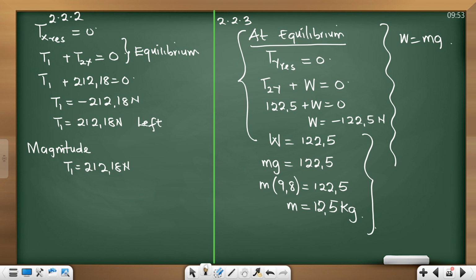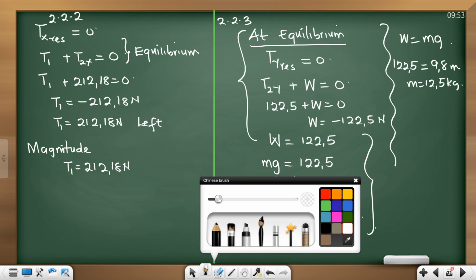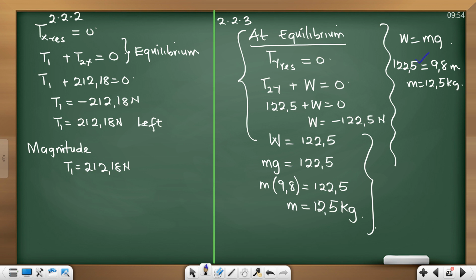Yes, sir. But if you say quickly that W equals mg, and 122,5 equals 9,8 times m, and m is 12,5 kg. Perfect. Because the examiner would give you a mark for that, because they know that you saw that the system is at equilibrium. Thank you, sir. All right, beautiful.